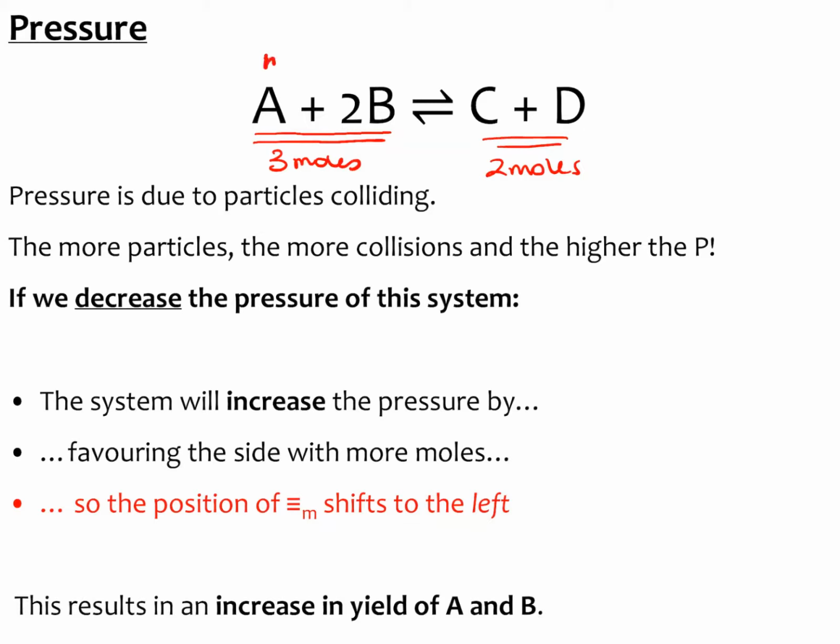So the left hand side here is the higher pressure, or would result in a higher pressure, whereas the right hand side in this one would result in a lower pressure. So if we've decreased the pressure, the system will favour the side that would cause a higher pressure. That's the side with more moles.